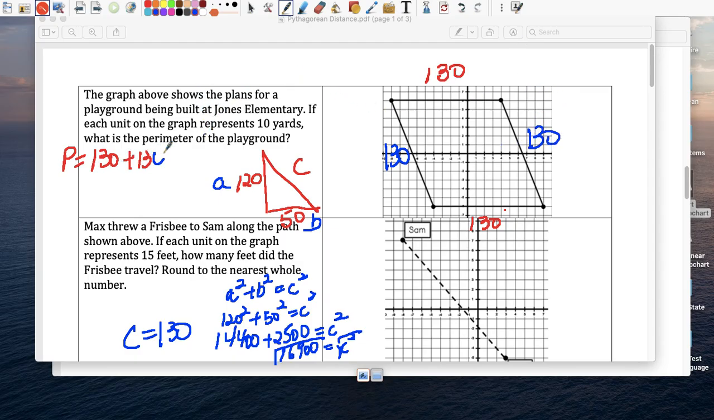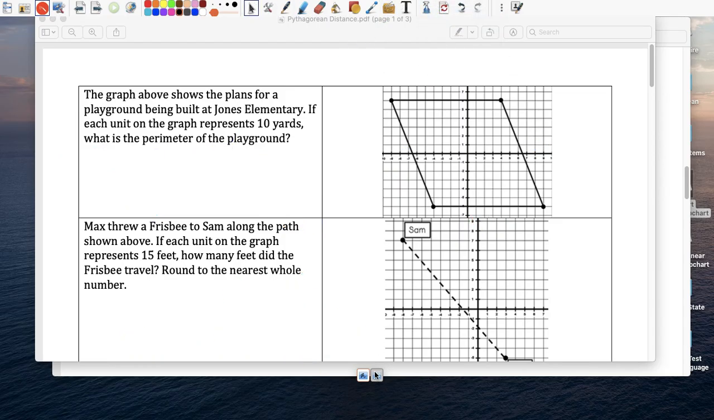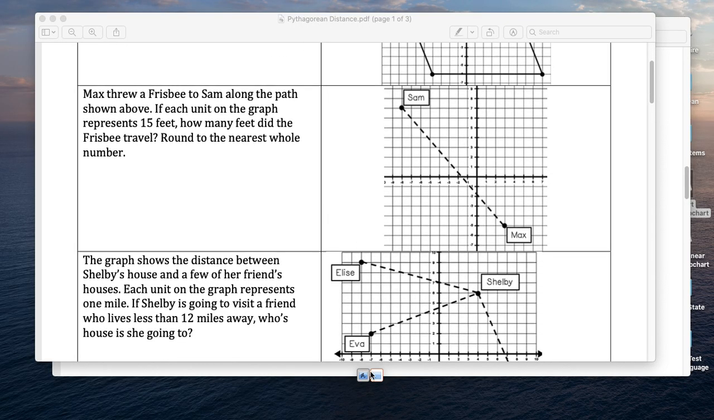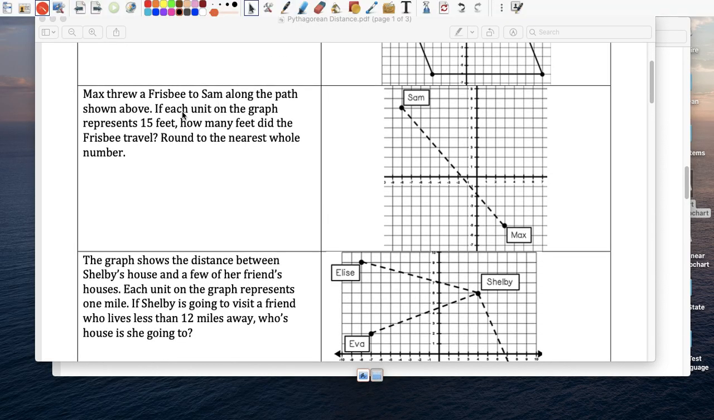So it's 130 plus 130 top and bottom, and the two diagonals are 130 each as well. So the perimeter is just 130 times 4, which gives me 520 yards. I know, it seems very repetitive. It is. But the extra layer in this one is that every unit represents a different distance. So in this case, every unit is 15.